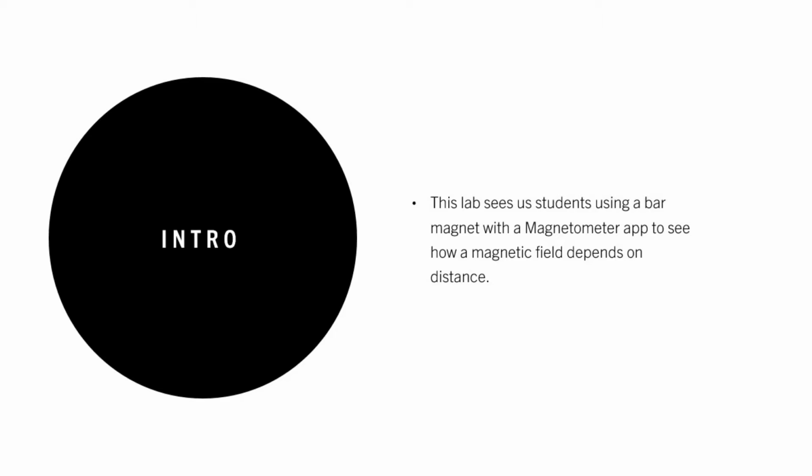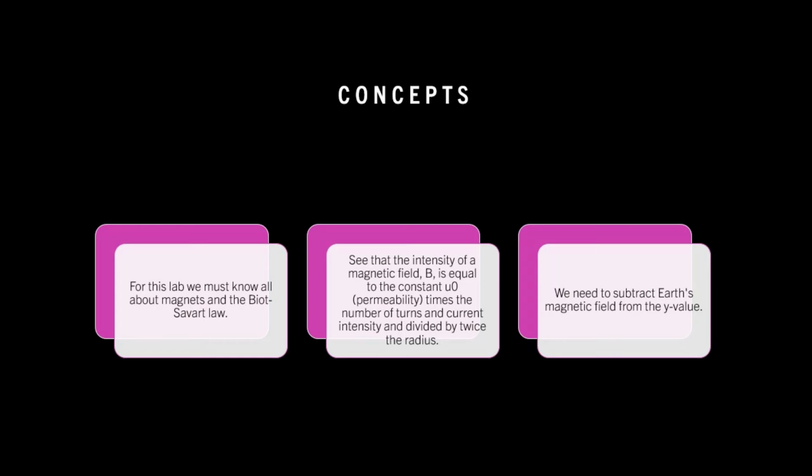So basically for this lab, we have to know about magnets, magnetic fields, Earth's magnetic field, and most importantly, the Biot-Savart law to calculate the intensity of a magnetic field. So the value B is equal to the permeability constant times the number of turns and the intensity of the current divided by the radius times 2. We're going to use that later on for our final calculation, so remember that one.